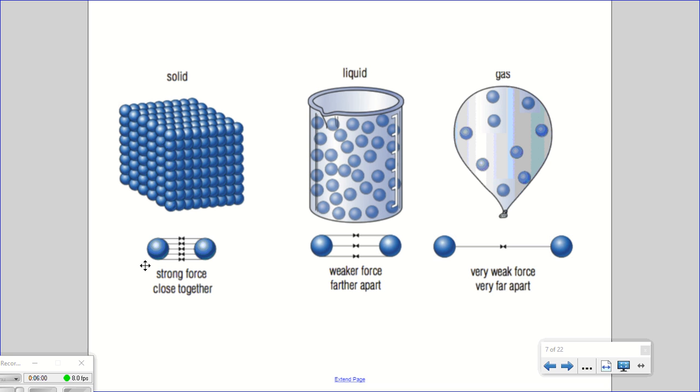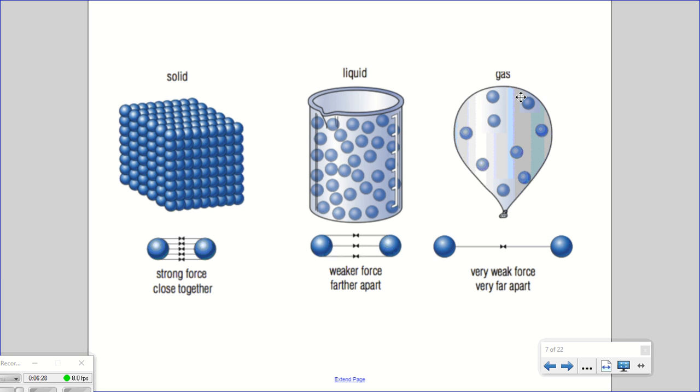Now, because these particles are very close together, they have a strong attraction to each other, and the space between them is very small. You can see very small space. In a liquid, the space between the particles is further apart, so there is more distance between the particles. As a result, the attraction between the particles is weaker.